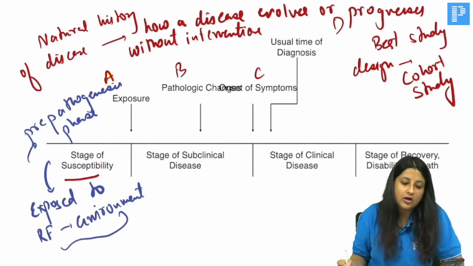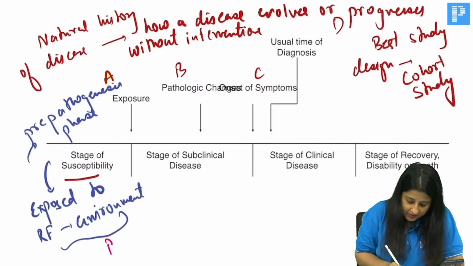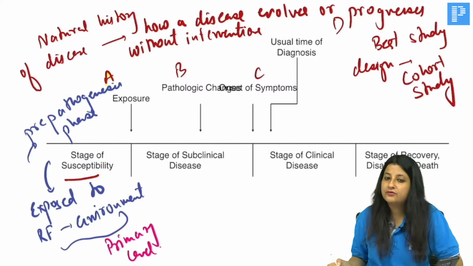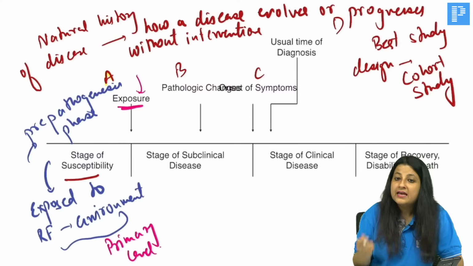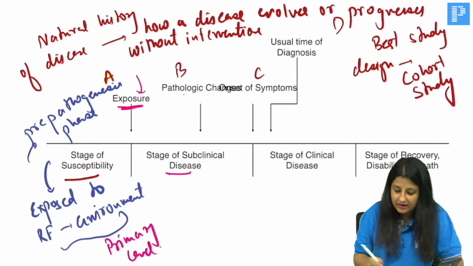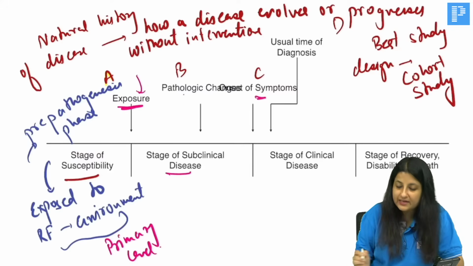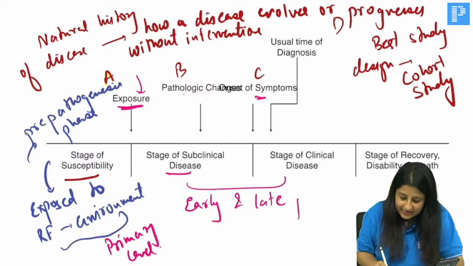तो इसमें तुम कौन सा level of prevention use करोगे when you just have the risk factors and disease has not started, everybody? What is the level of prevention that we are going to use? Primary level of prevention. ठीक है? Now what happens? The agent enters. So this is exposure. Immediately I won't have signs and symptoms. There's a stage of subclinical changes. Pathological changes start, then onset of symptoms, usual time of diagnosis. So here what is happening? Early and late pathogenesis, early and late pathogenesis.